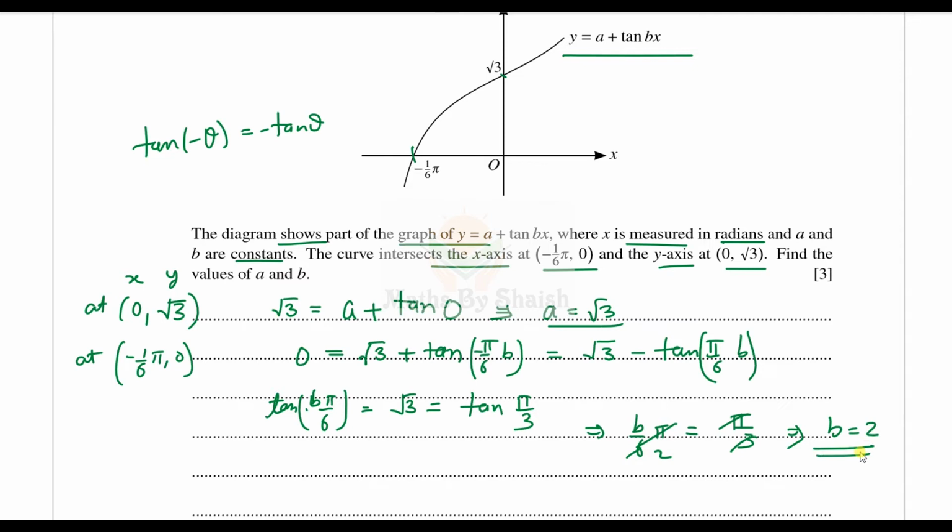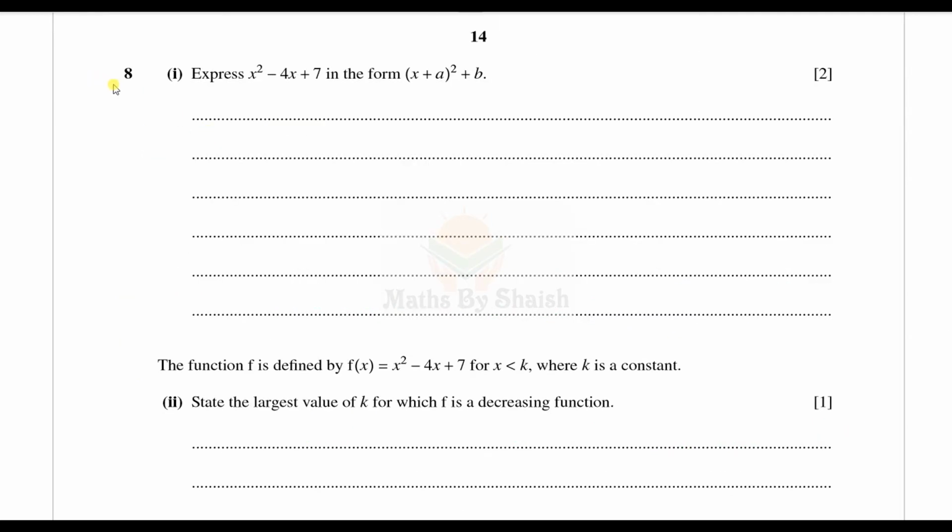So I guess it is okay. Let's do the next question. Here is the 8th question. First part, express this in the form of x plus a whole square plus b. We can see it is the completing square method.